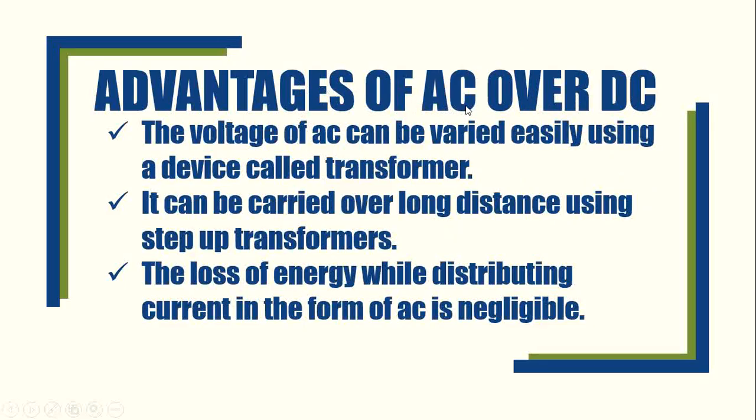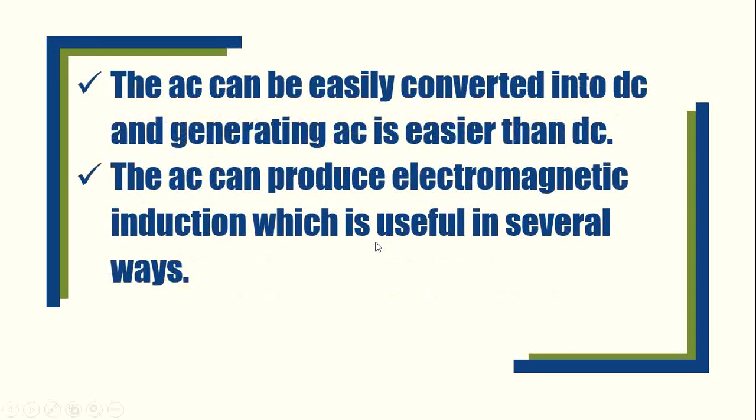Now the advantages of AC over DC. The voltage of AC can be varied easily using a device called a transformer. The AC can be carried over long distances using step-up transformers. Direct current cannot be transmitted over long distances. It is easy to convert AC into DC, and generating AC is easier than DC. The AC can produce electromagnetic induction, which is useful in several ways.